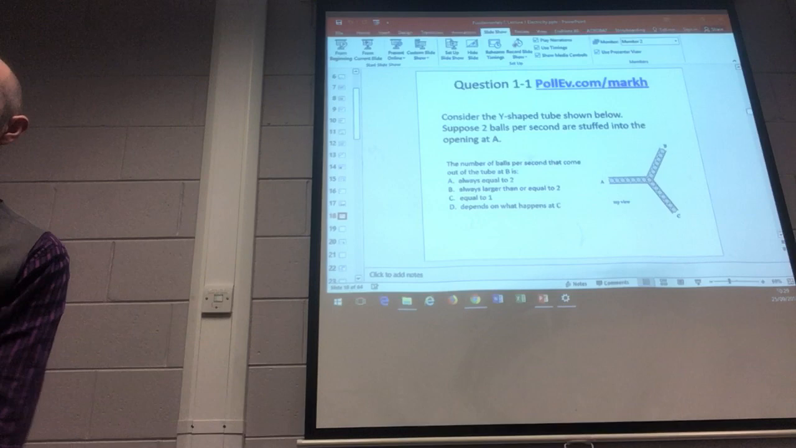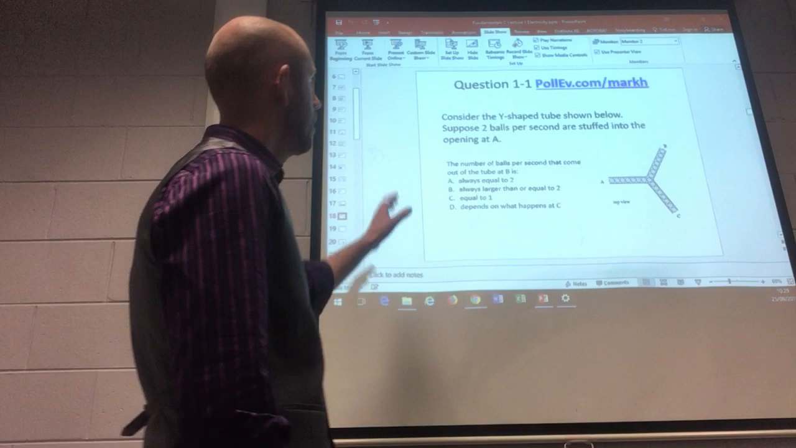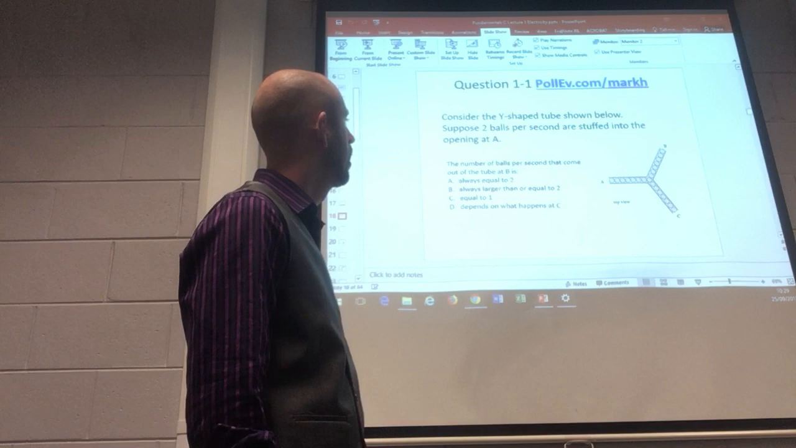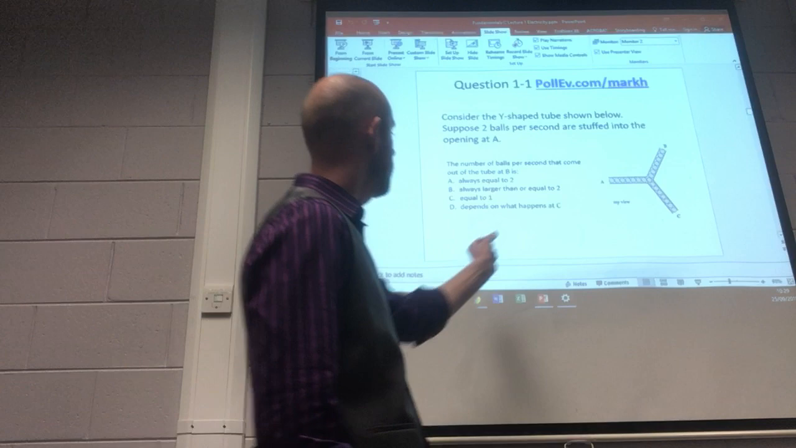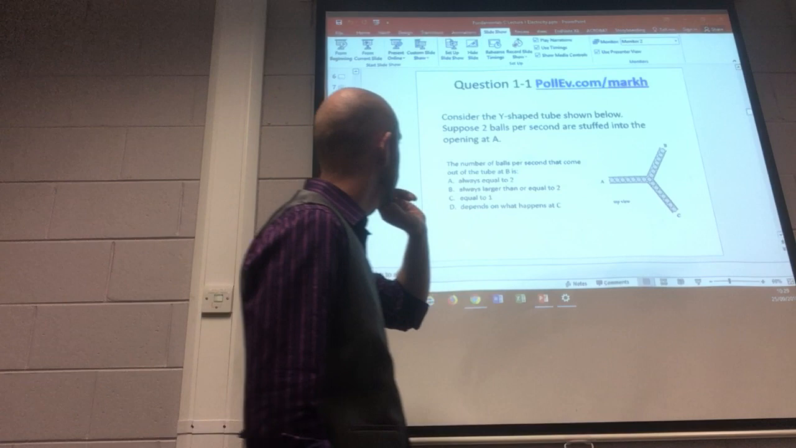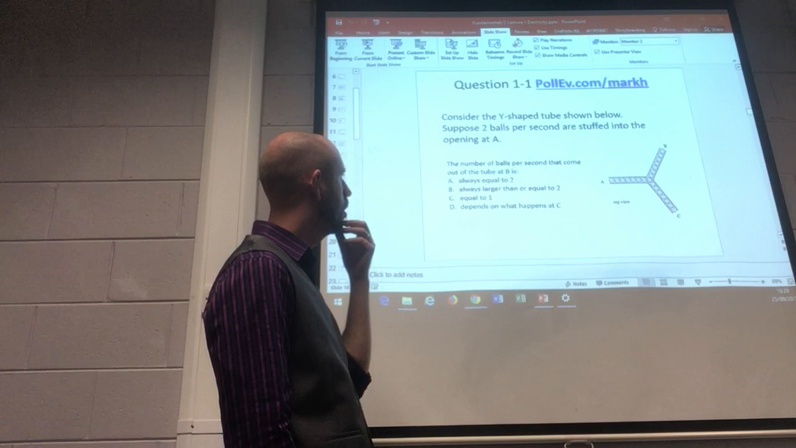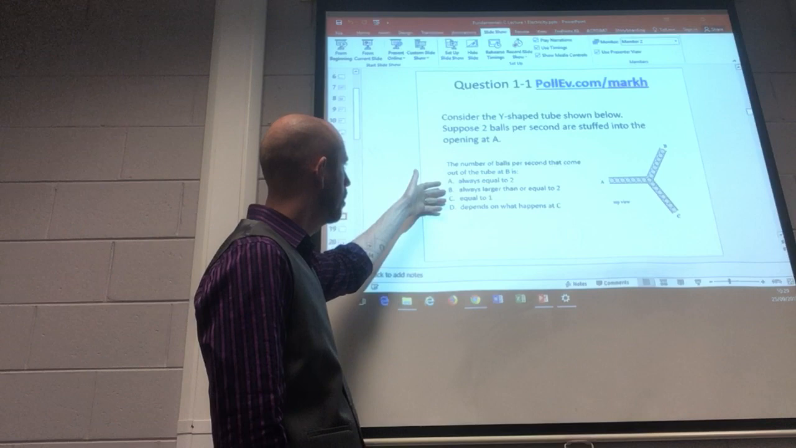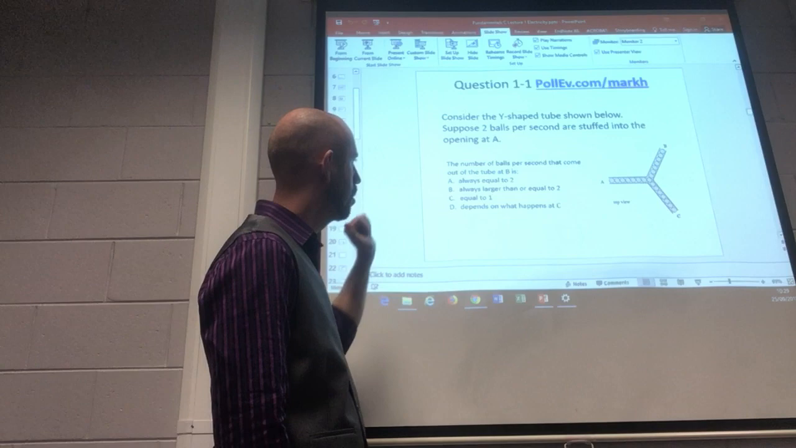So if we consider this Y-shaped tube here, now this is full of balls, and suppose that we stuff two balls every second into this opening at A. So the number of balls per second that come out of tube B will be either A, always equal to 2, B, always larger than or equal to 2, C, equal to 1, or D, depends what happens at C.